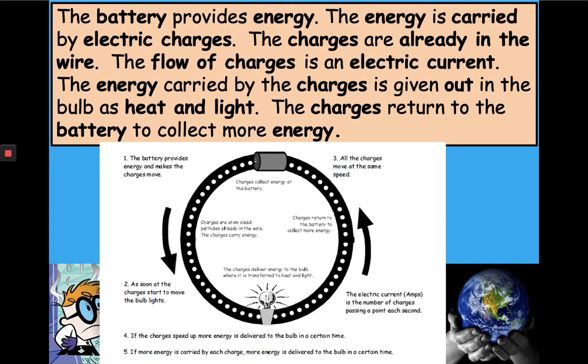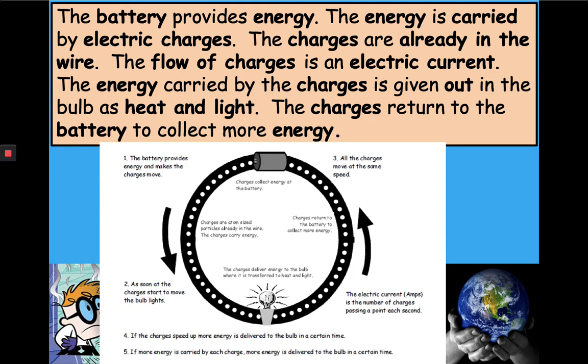This battery provides us energy. So anything we need to light up, to get it to work, if it needs a battery, the battery has the job of providing the energy. The energy is carried by electric charges. The charges are already in the wire. The flow of the charges is an electric current. The energy carried by the charges is given out to the bulb as heat and light.